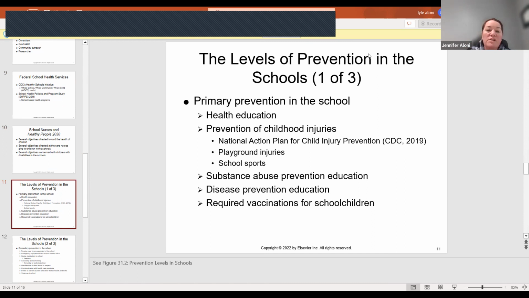We look at our preventions in school, our primary, secondary, and tertiary, and these are important again. We see primary prevention in school. What we're going to be doing is educating. We're going to help prevent childhood injuries as best we can with our playgrounds. We're going to be careful with school sports, substance abuse prevention, and vaccinations are going to be our primary because that's going to prevent our illnesses.